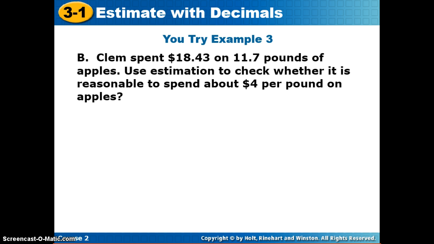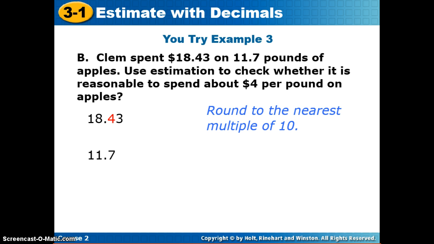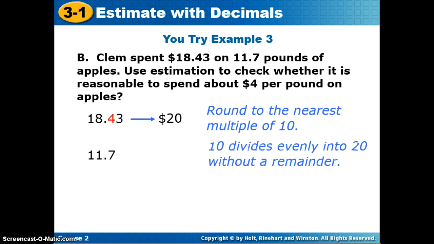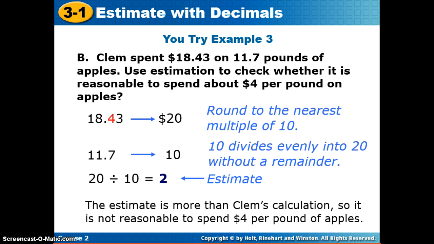Clem spent $18.43 on 11.7 pounds of apples. Check whether it is reasonable to spend about $4 per pound on apples. Okay, so now we have 18.43 to be more specific. Round to the nearest multiple of 10, which would be 20. Then we have 11.7, so we want to round it so that it can go into 20, which will give us 2. So it's probably not reasonable. You're probably not getting the best deal if you're spending $4. $2 would probably be a really good deal.